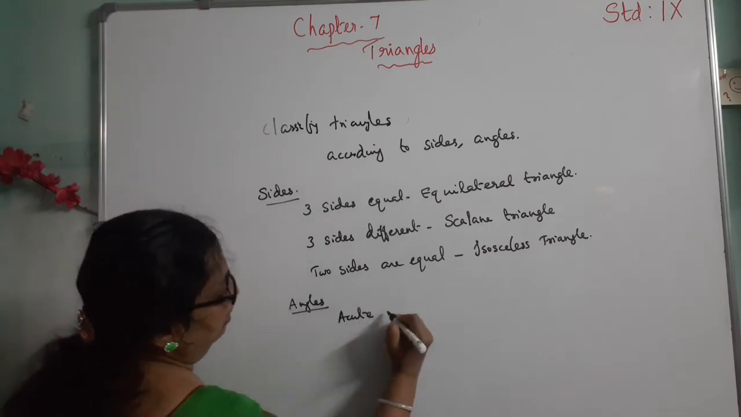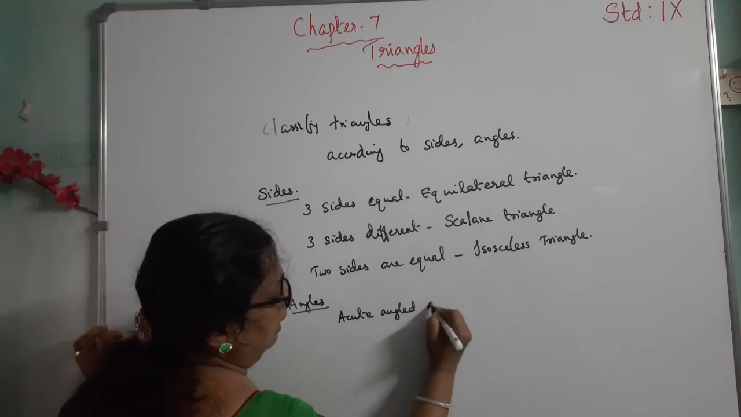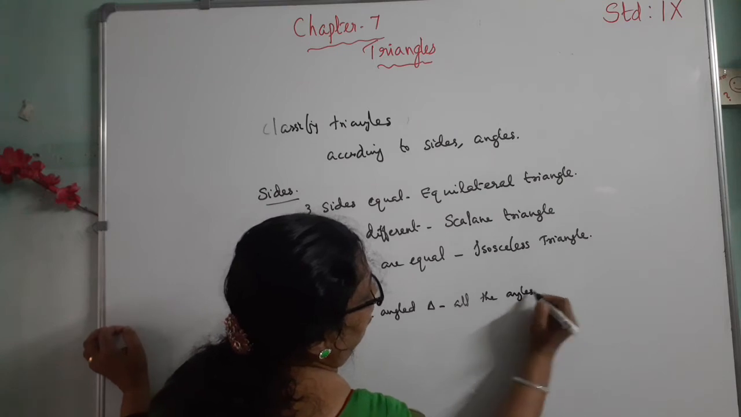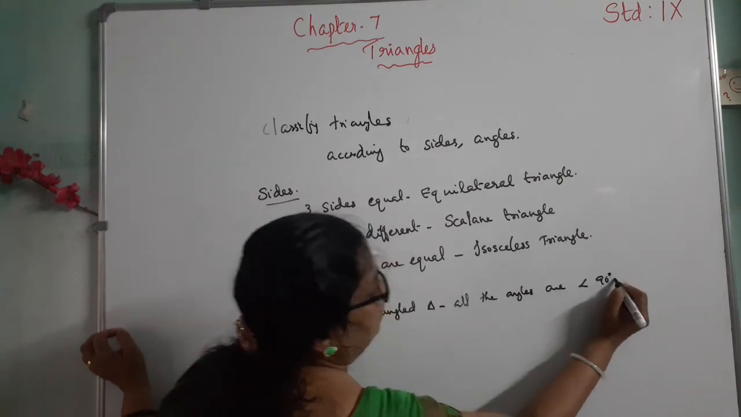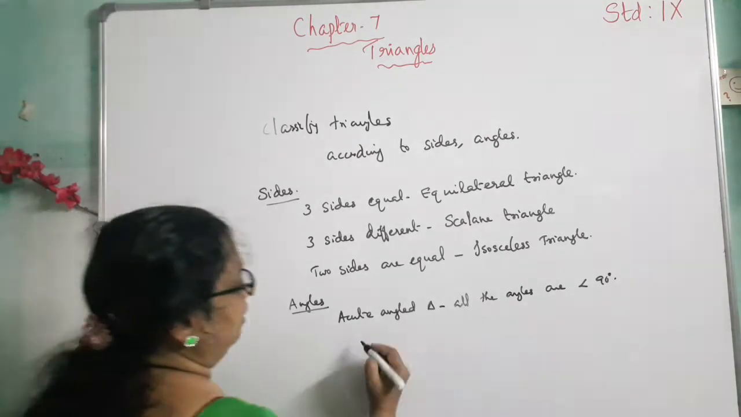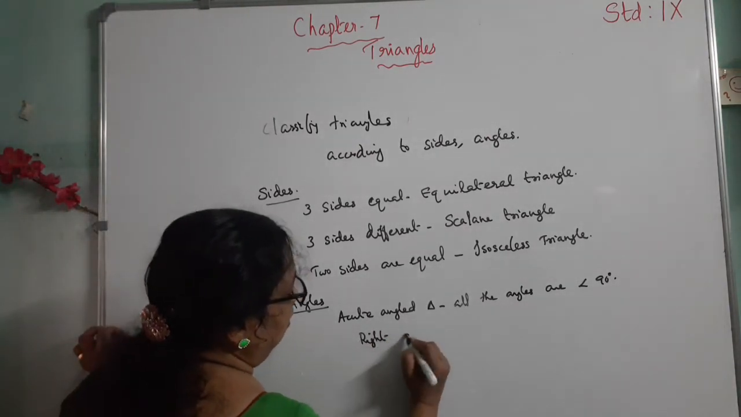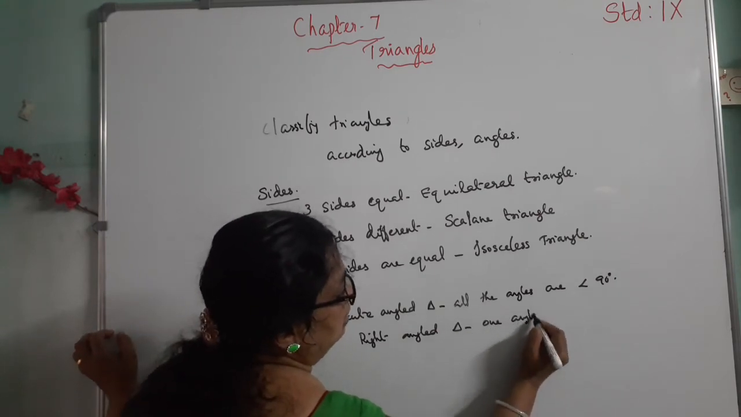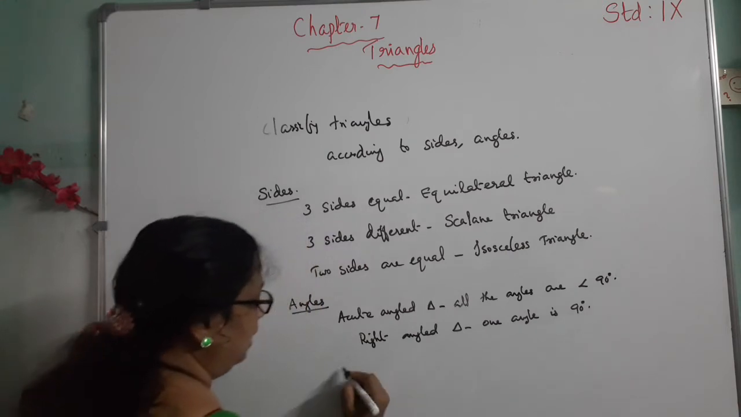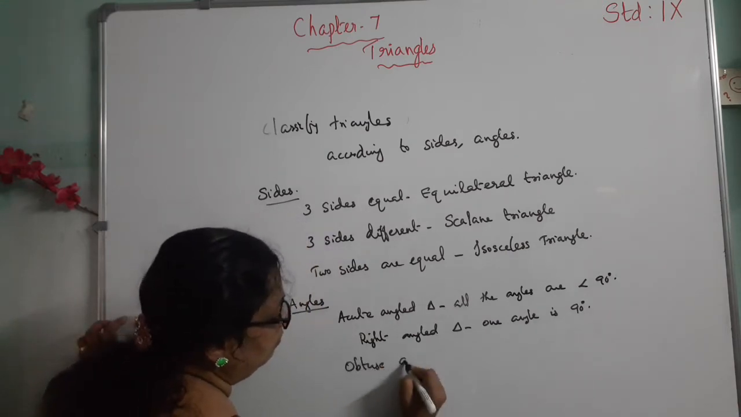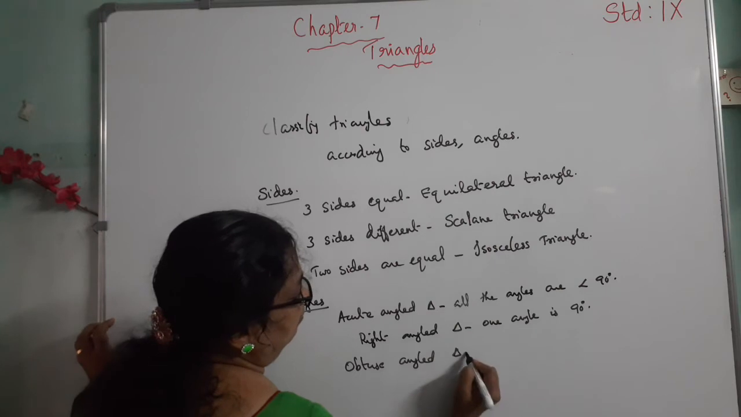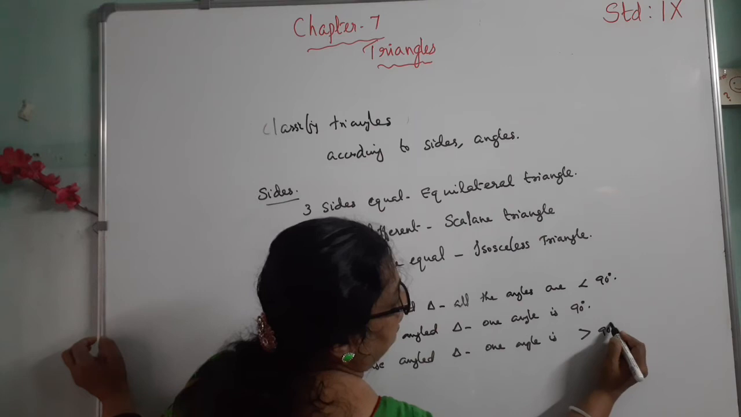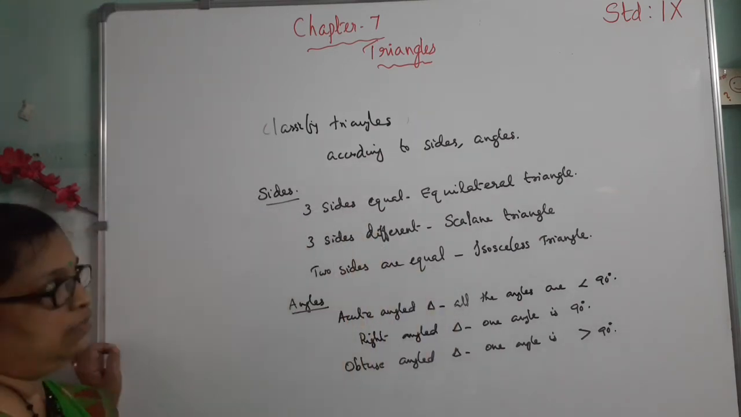Acute angled triangle, that is, all the angles are less than 90 degrees, that is called an acute angled triangle. Then a right angled triangle means one angle is 90 degrees. Then an obtuse angled triangle, that is, one angle is greater than 90 degrees. In this way we can classify, that also you know.